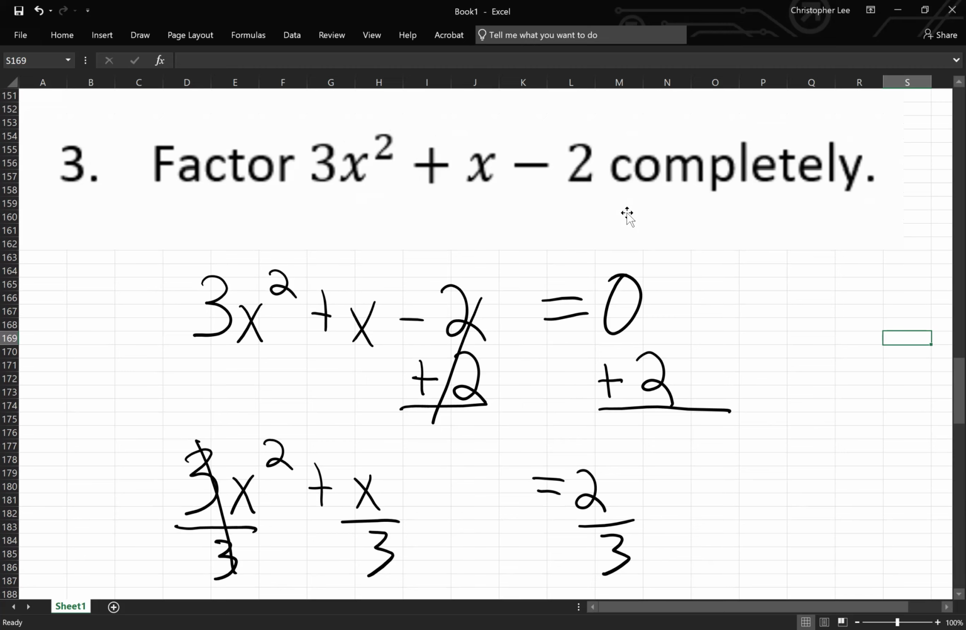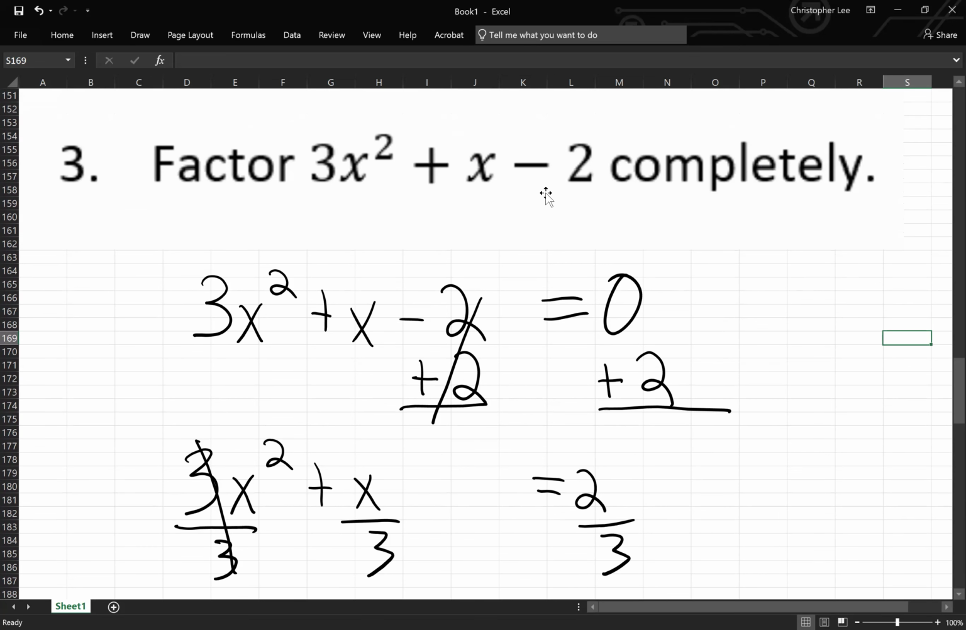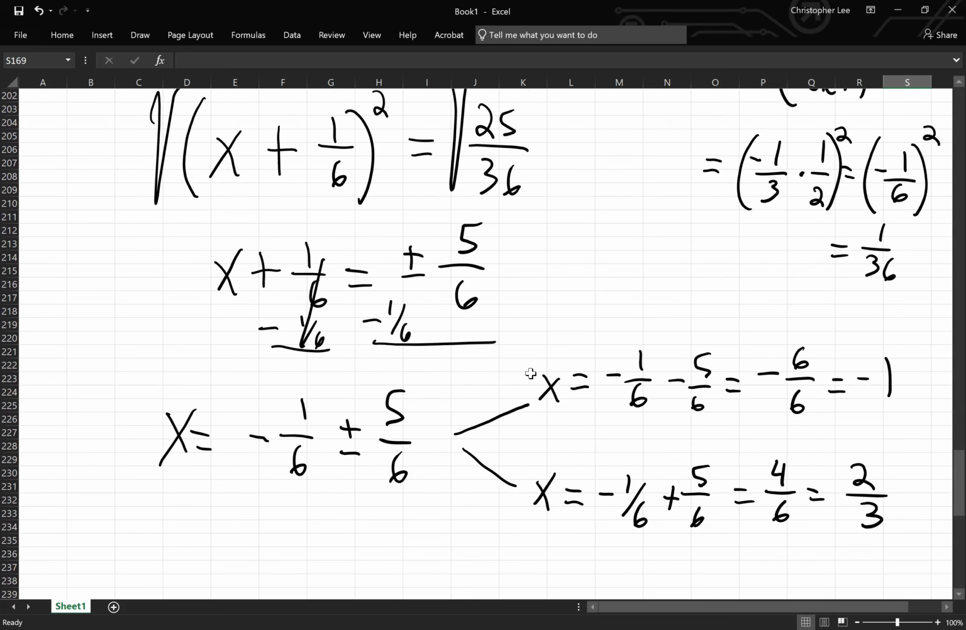What I was trying to do was show you an alternative to the AC method. Let's say you asked about the quadratic formula earlier. If you like the quadratic formula and you don't want to use the AC method, you could use the quadratic formula and then you would get two answers. You would get x equals negative 1 and x equals 2 over 3.